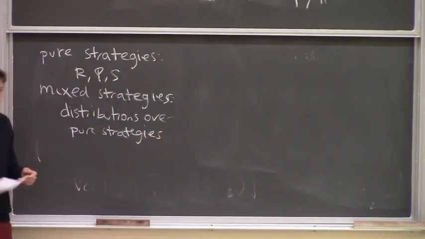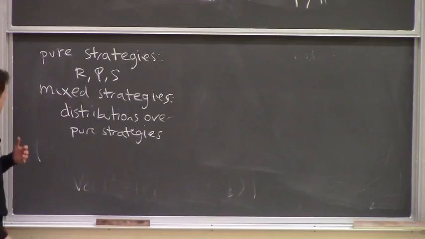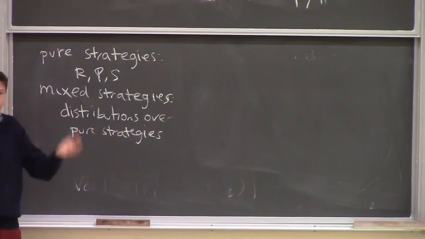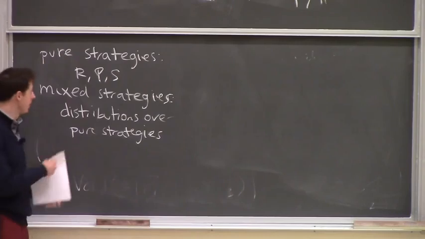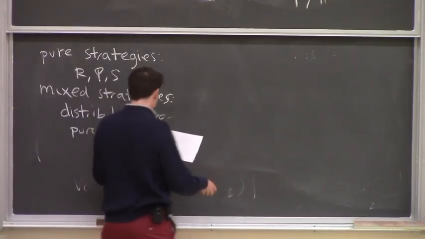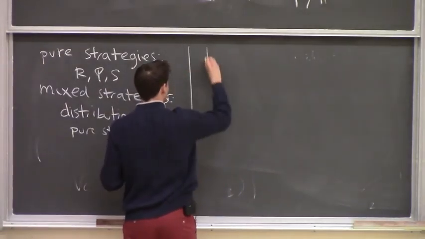For example, playing a random strategy consists of picking at random a pure strategy and playing it, right? And then this means that the payoff you will experience will itself be some random variable, and we'll want to study its expectation.